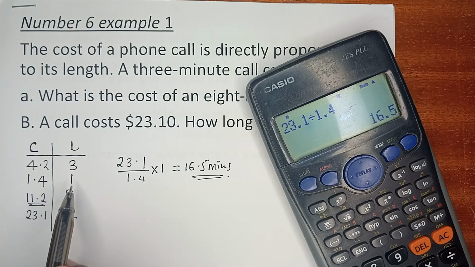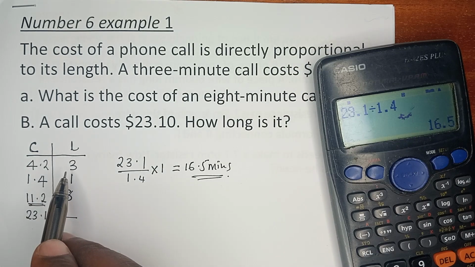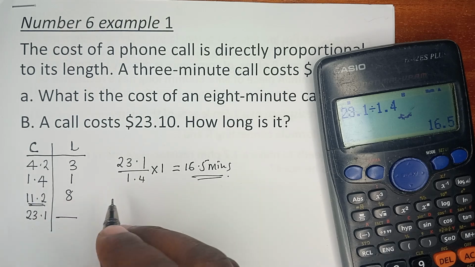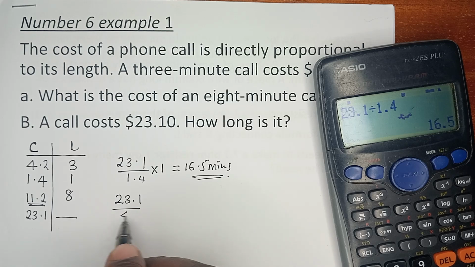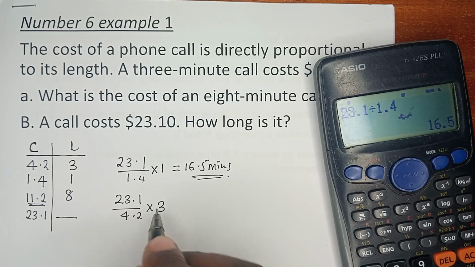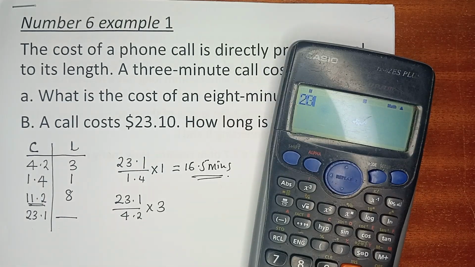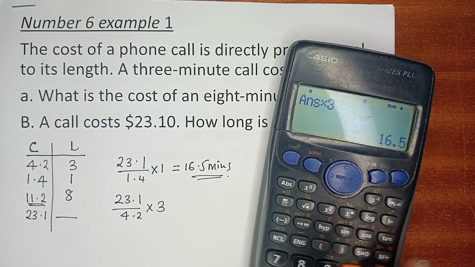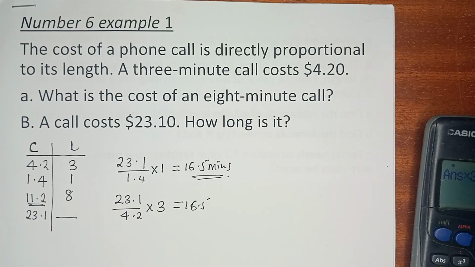Alternatively, we may not even require to reduce it to 1 minute, and then we work with the original information, and because for every 3 minutes it's costing 4.2, we can also as well try to find out how many 4.2 are in 23.1, and then multiply by 3, every 4.2 for 3 minutes. So 23.1 divided by 4.2 times 3, and we are here with our 16.5 minutes. That is one approach.